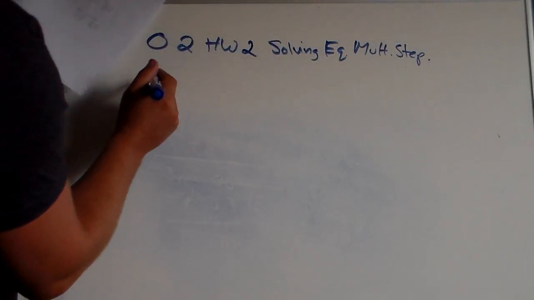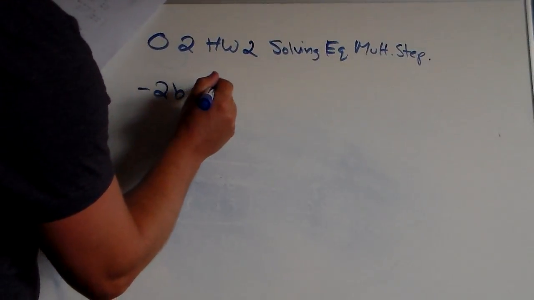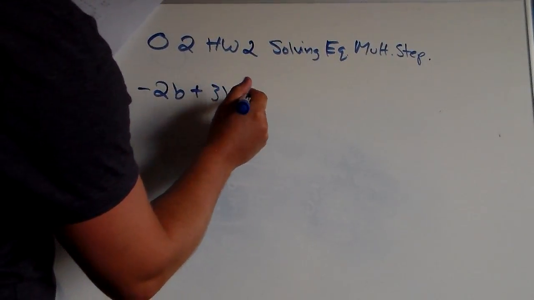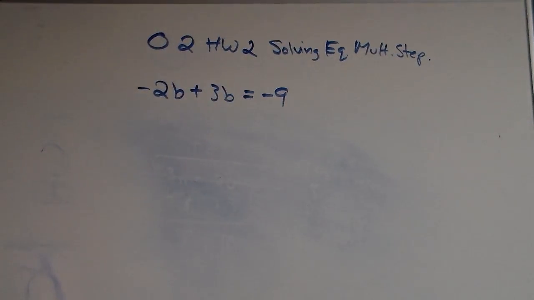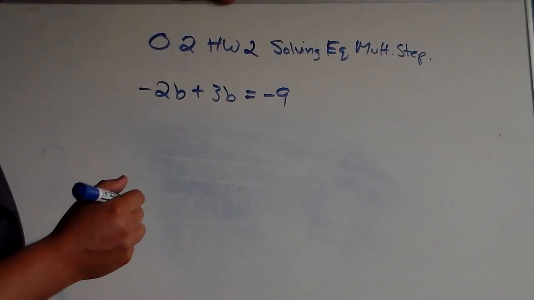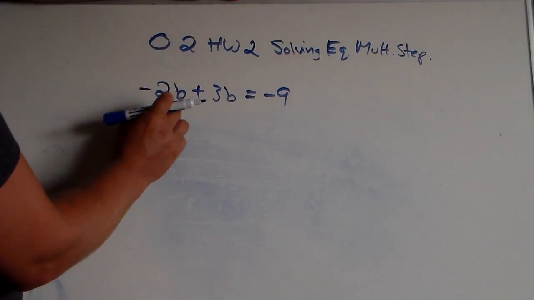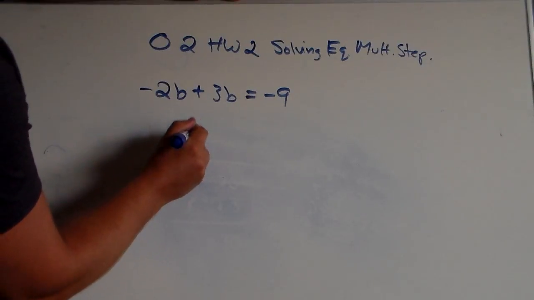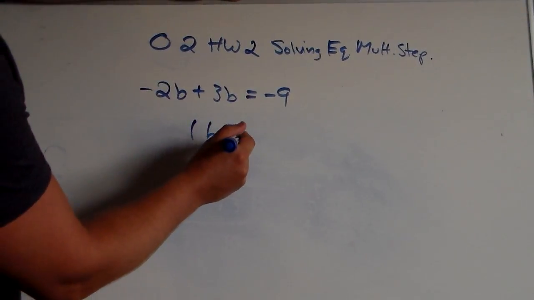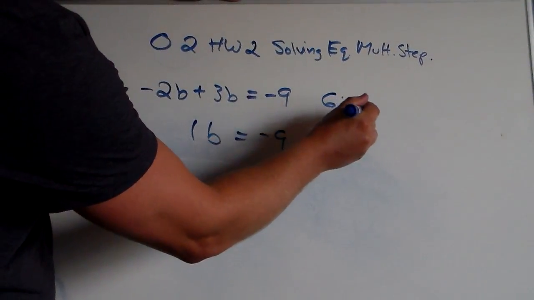Number 8. It says negative 2b plus 3b equals negative 9. What we got to do, well, negative 2b and positive 3b, they're like terms because they both have a b to the first power. So negative 2 plus 3 gets you positive 1b and equals negative 9. This is what's given to us.